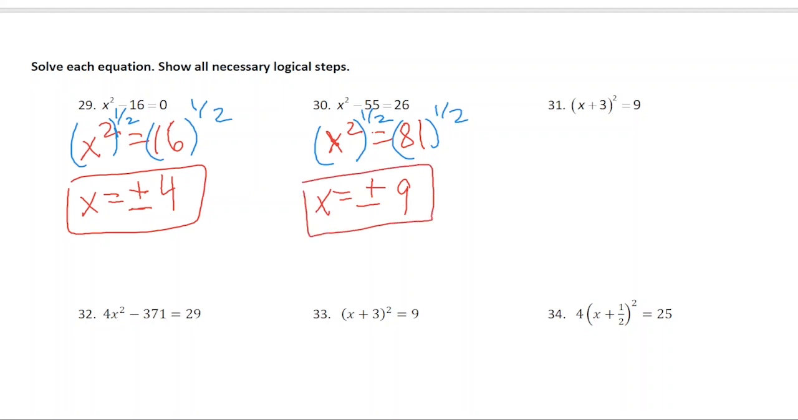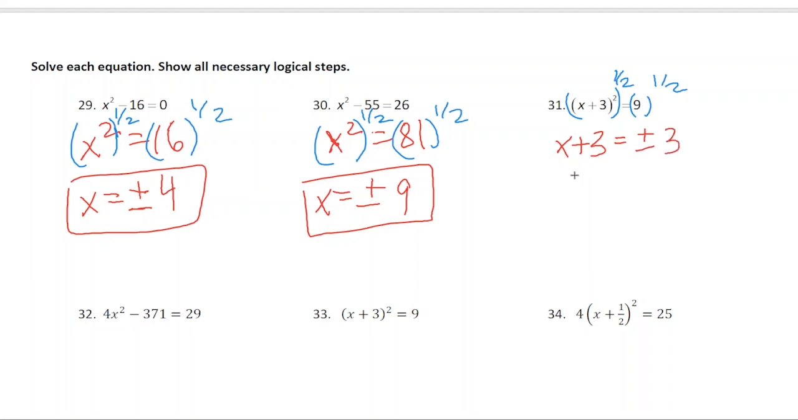Number 31, we've got a binomial which is being squared. Don't worry about trying to square that out and moving the 9 over and doing all that factoring stuff. You don't have to do that. Instead, just raise both sides to the 1/2 power, or take the square root of both sides. And we'll get x plus 3 equals plus or minus 3.